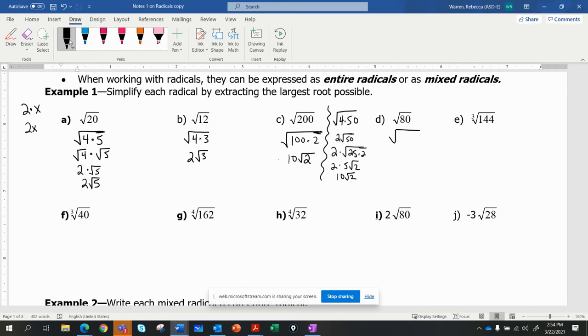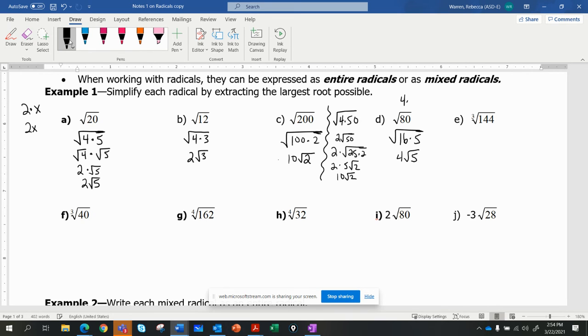So 80 would be 16 and 5. Again, that's another one where you could do it different ways, but 16 and 5 are the biggest factors that will get us down faster. Square root of 16 is 4, and then I'm left with radical 5. And I say biggest as in the greatest perfect square that is also a factor.